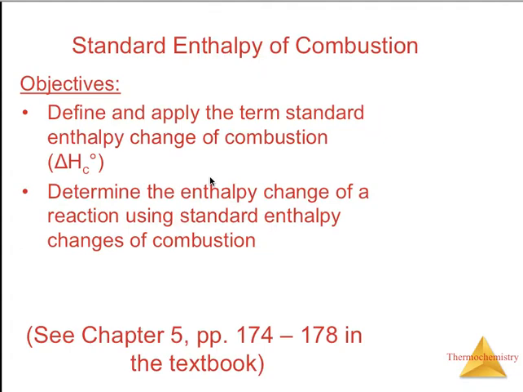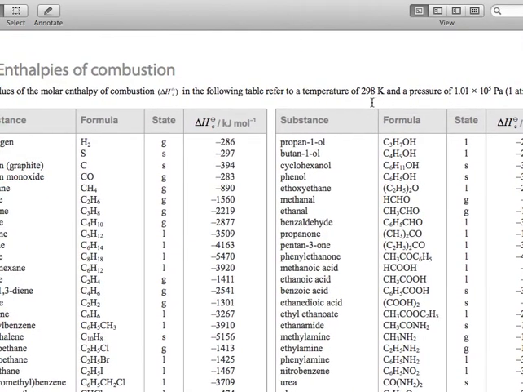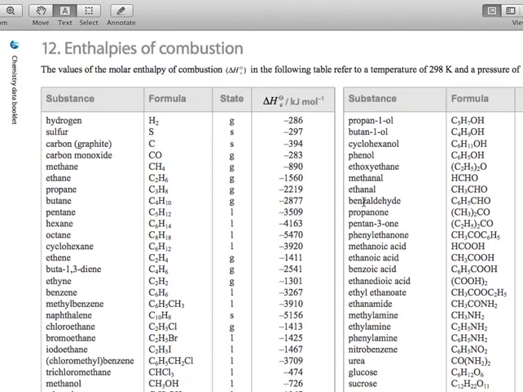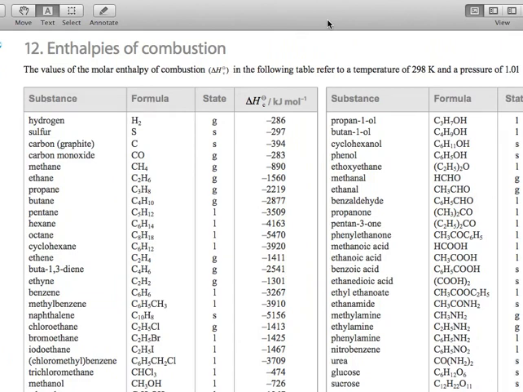standard enthalpies of combustion. What we're going to try to do now is define and apply the term standard enthalpy change of combustion, and then determine the enthalpy change of a reaction using these standard enthalpies of combustion. These are again tabulated in your reference book for IB. I will make a table available. Eventually you'll get the whole data book to use in class and for tests and for the IB test.